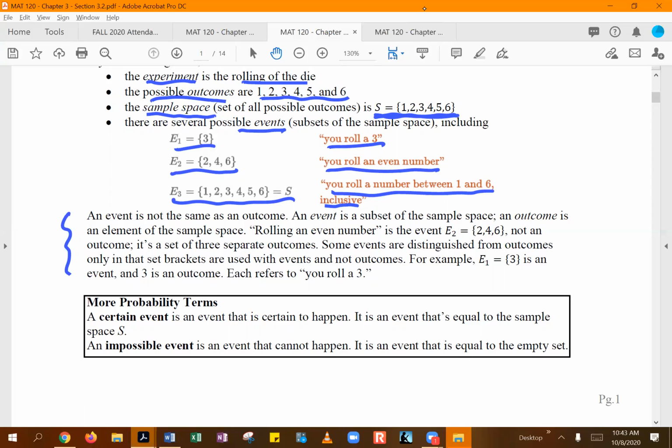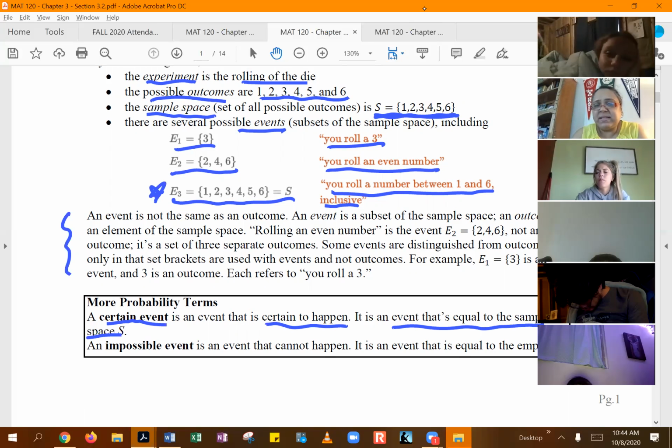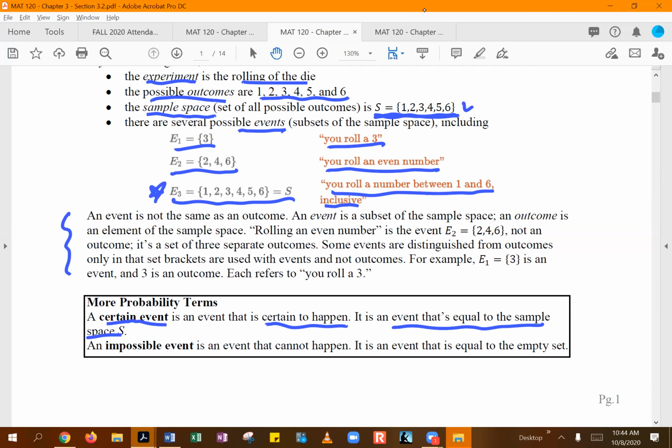You can also define events in terms of being a certain event or an impossible event. A certain event means the event is definitely going to happen, and that means your event will be equal to the sample space. So this one over here, number 3, where we said you roll a number between 1 and 6, including 1 and 6, has the same outcomes as our sample space. That's why event 3 is what we would call a certain event.